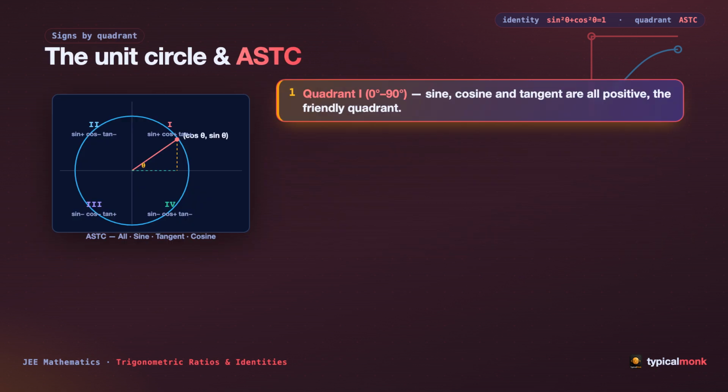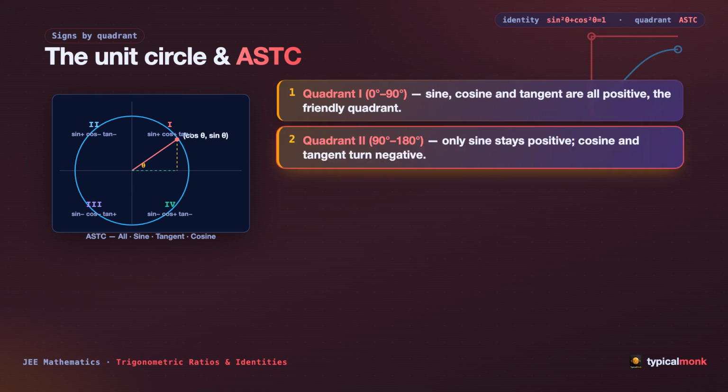Now look at this circle, because it turns every sign rule into a single picture. A point moves around the circle as the angle grows, and its coordinates are exactly cosine theta and sine theta. In quadrant 1, from 0 to 90 degrees, sine, cosine, and tangent are all positive. This is the friendly quadrant, the one everyone starts from. In quadrant 2, from 90 to 180 degrees, only sine stays positive, cosine and tangent both turn negative.